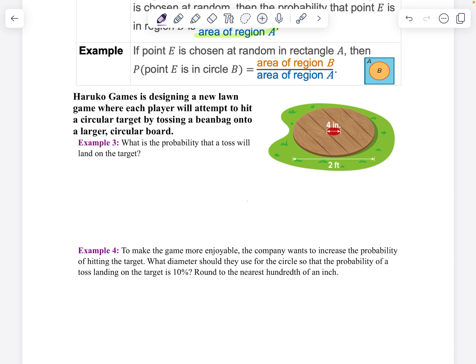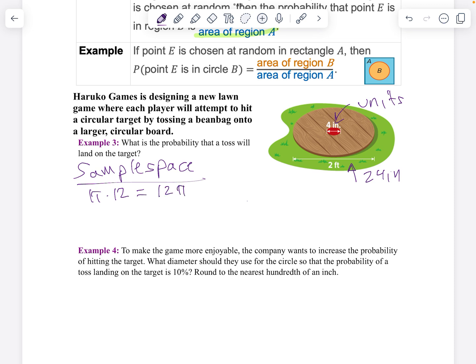Now my sample space is the area of my board. And notice on this one they threw a little kink at you. We don't have the same units, do we? You want to have the same units. So I'm going to change 2 feet to 24 inches. So my sample space would be the area of my wooden board. So that's going to be pi times my radius, which would be 12, wouldn't it? I'm going to write that as 12 pi. You could write that as 40 something if you want to. I'm going to leave it as 12 pi.